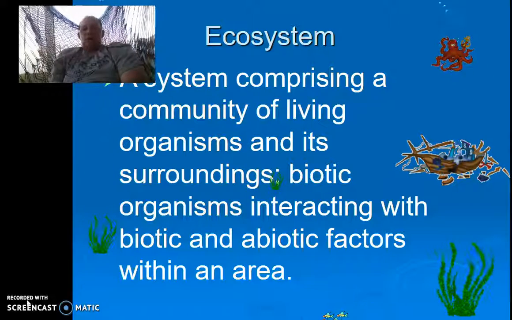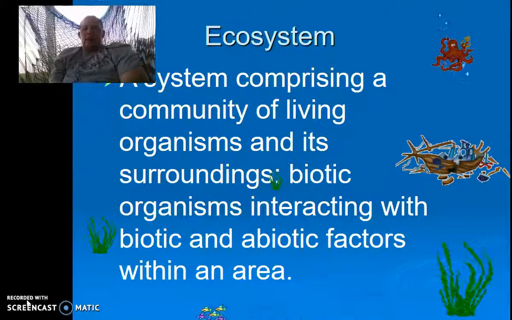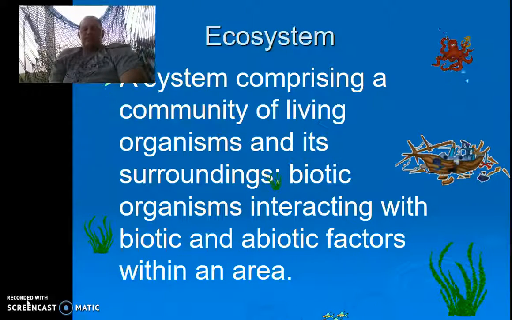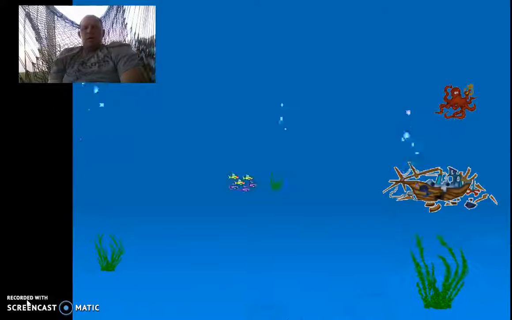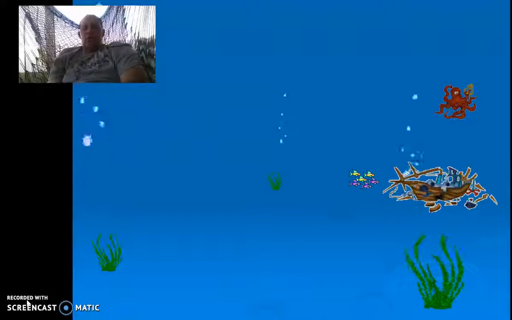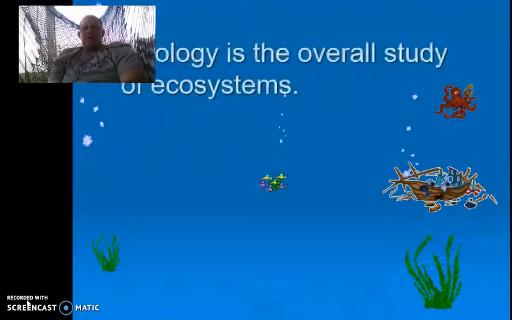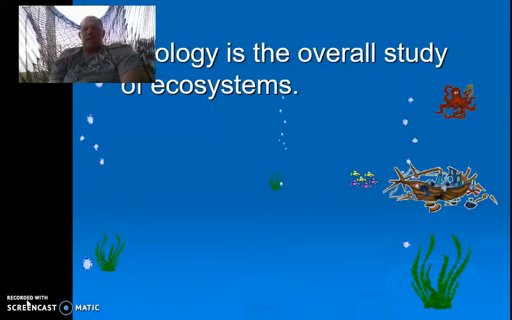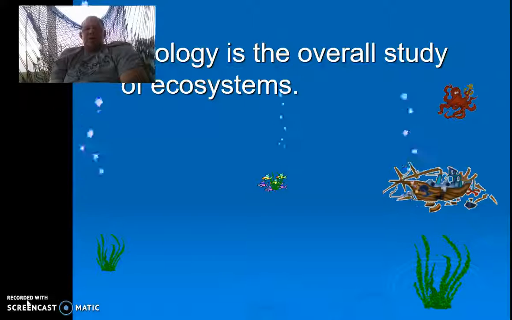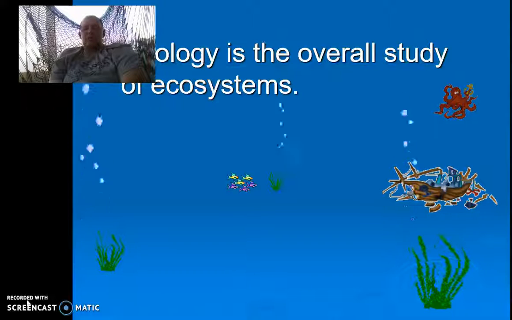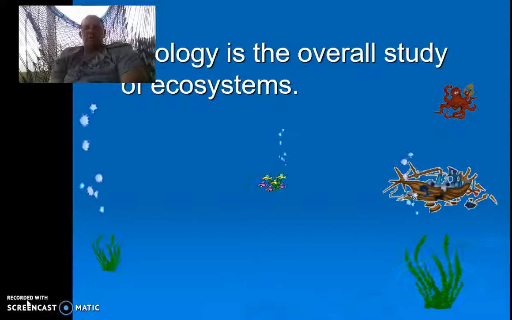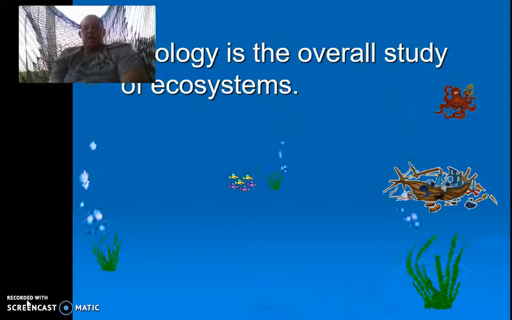So we have all sorts of these factors coming into play in this ecosystem. Now, when we go from smallest to biggest, and we start to study these things, we have ecology. That's the overall study of ecosystems. So as we cover this chapter of ecology, we're going to be studying all sorts of different ecosystems.